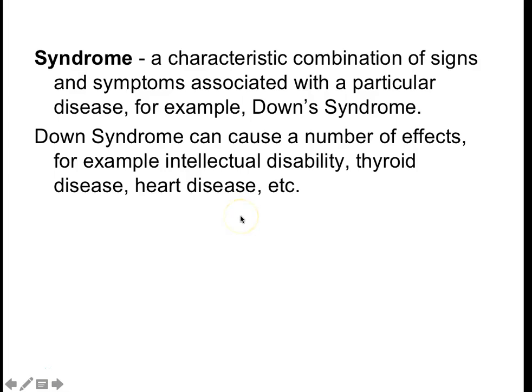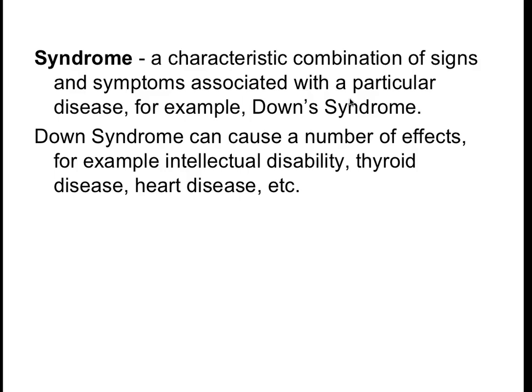A syndrome is important because it's going to encompass more than one organ or tissue. So Down syndrome is an example, and syndromes are a combination of signs and symptoms. With Down syndrome, we very often think only about intellectual impairment, but more often than not, that trisomy 21, having an extra chromosome 21, is going to cause other things.